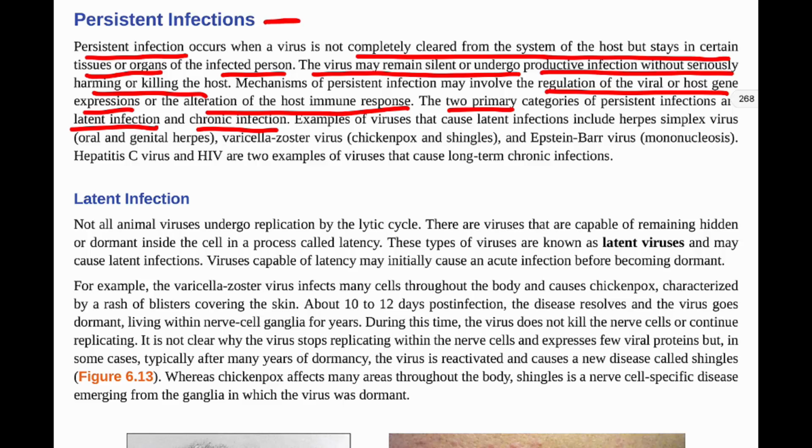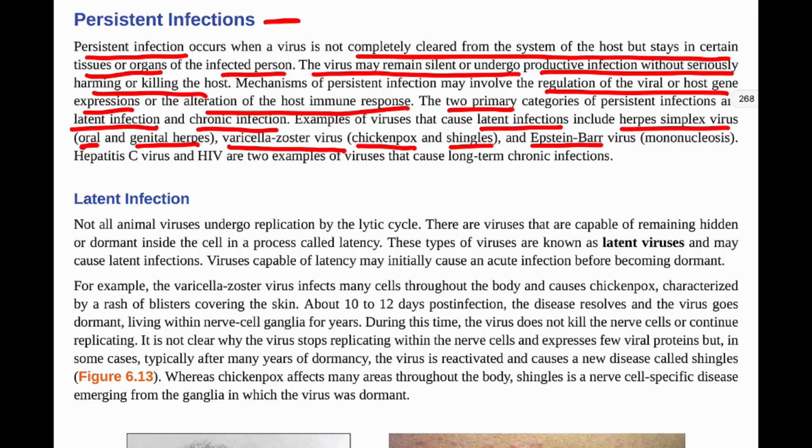So examples of viruses that cause latent infections include the herpes simplex virus. So the herpes simplex virus is one, both the oral herpes simplex virus, which you know as a cold sore on the lips and mouth region, and then also genital herpes, which is a more long-term, as is noted here, latent infection in the genital region. Then there's also varicella zoster virus, which causes chickenpox, which lasts about 10 to 12 days. But then there's also shingles, which is more long-term. It's the latent piece of that then can show up later.